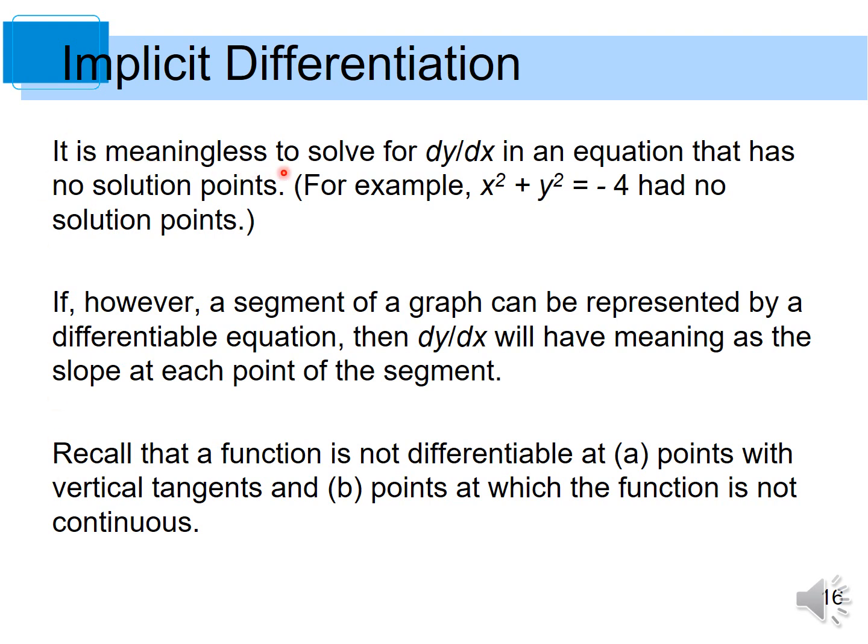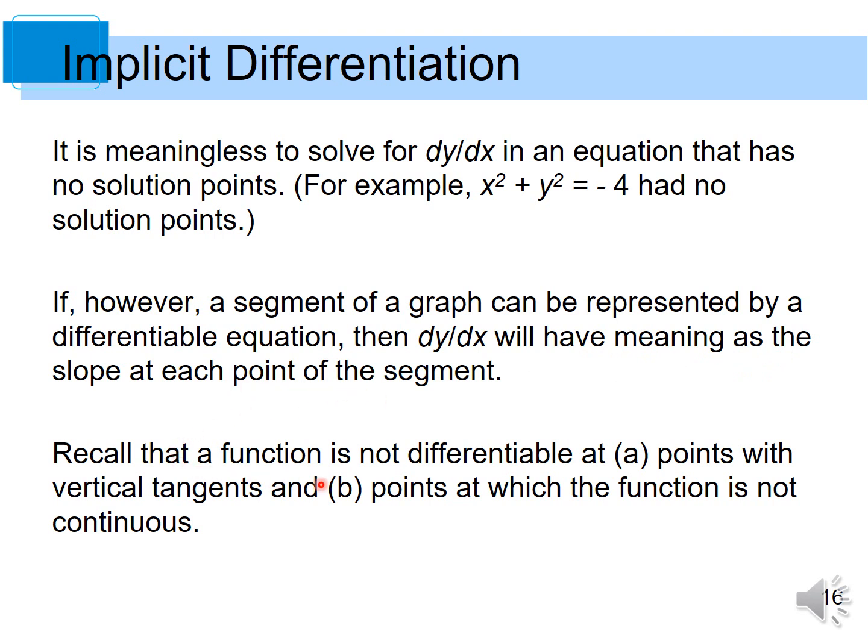It is meaningless to solve for dy/dx in an equation that has no solution points. For example, x squared plus y squared equal to negative 4. The left side expression is impossible to produce a negative value. This is a circle equation, and the radius cannot be a negative value. If, however, a segment of the graph can be represented by a differentiable equation, then dy/dx will have meaning as the slope at each point of the segment.